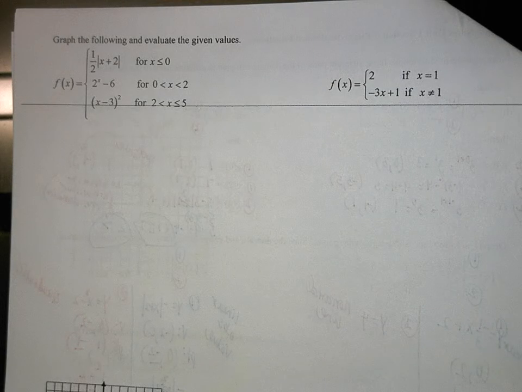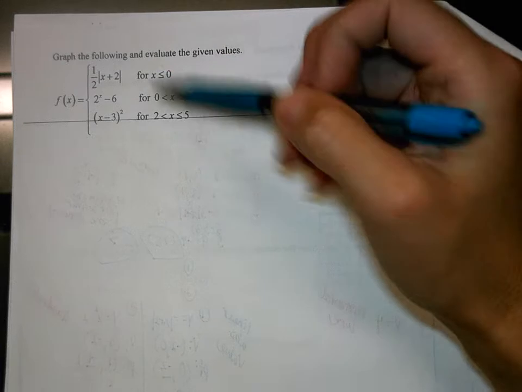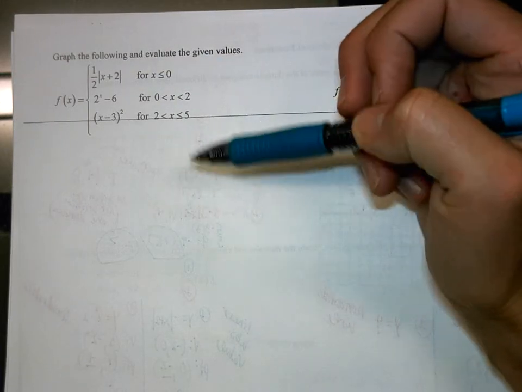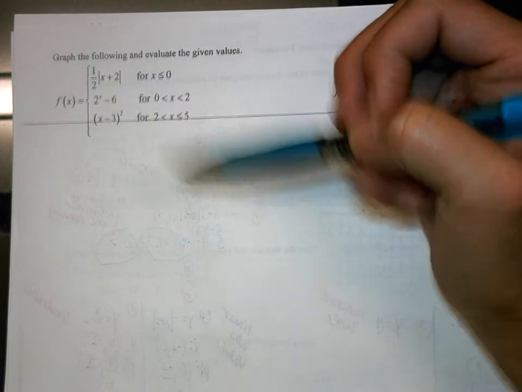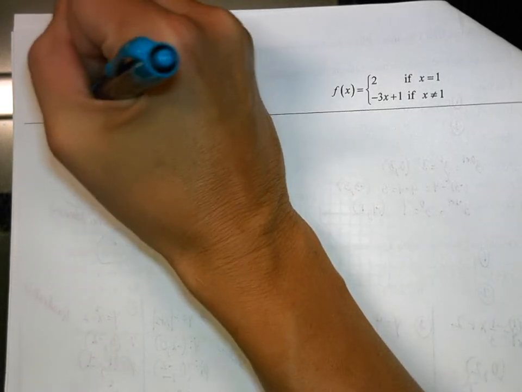Math 3, Unit 1, Section 6, Part B. So we're just going to continue doing piecewise functions. If you notice here, how many different pieces are on this graph? 3. So again, I'm going to label these as 1, 2, and 3.